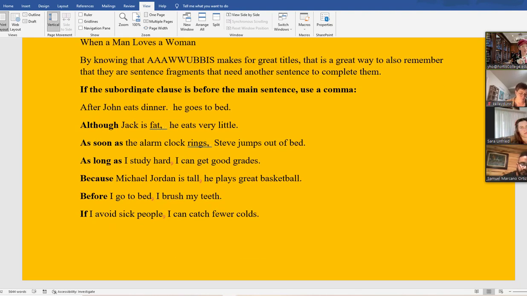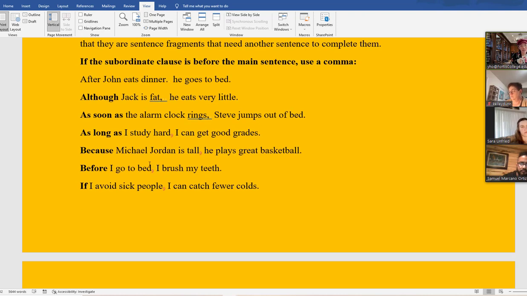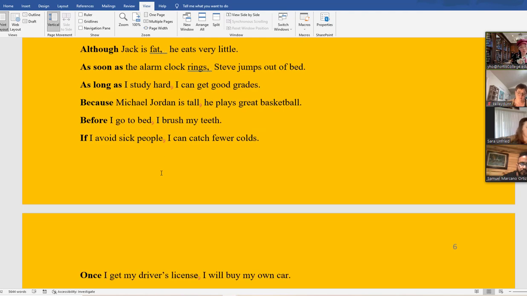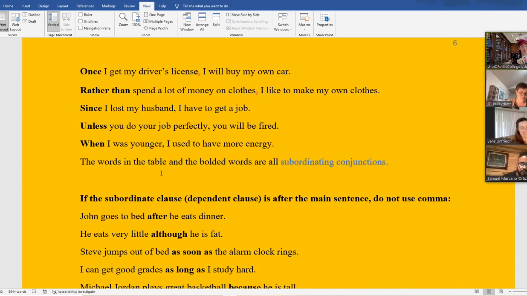So here you have some more examples of complex sentences. Although John is fat, he eats very little. As soon as the alarm clock rings, Steve jumps out of his bed. As long as I study hard, I get good grades. Because Michael Jordan is tall, he plays great basketball. Before I go to bed, I brush my teeth. If I avoid sick people, I can catch fewer colds. And once I get my driver's license, I will buy my own car. Rather than spend a lot of money on clothes, I like to make my own clothes. Since I lost my husband, I have to get a job.